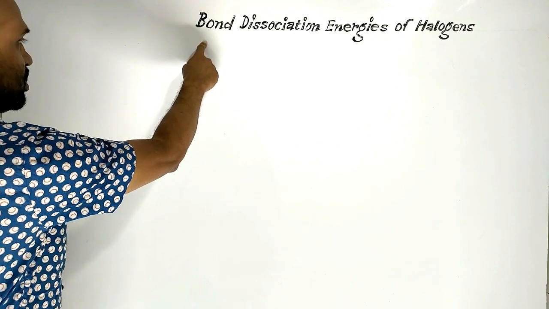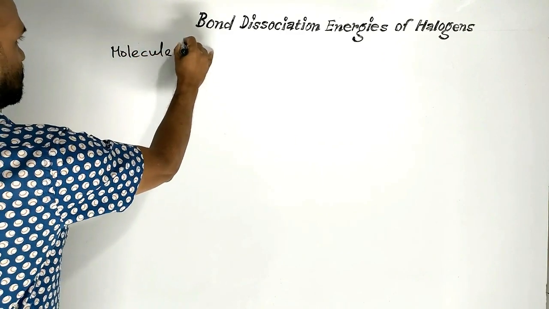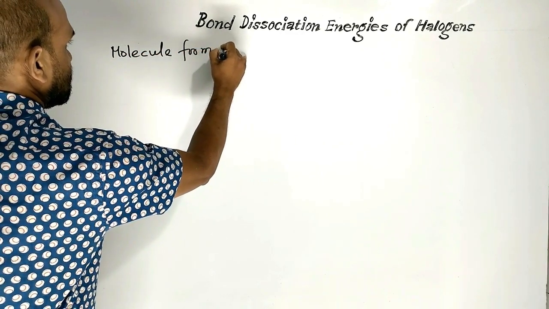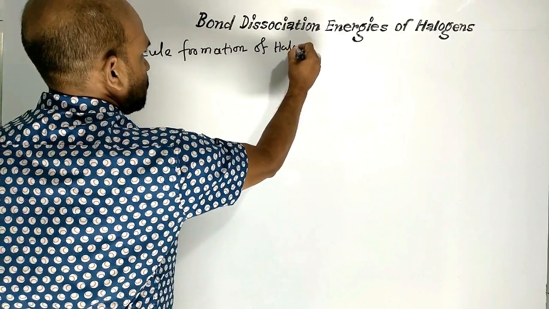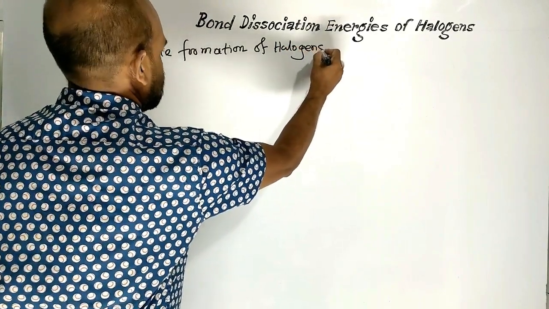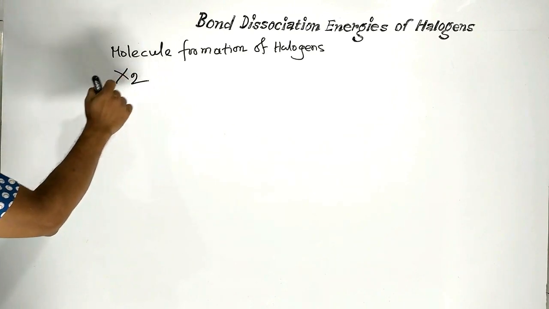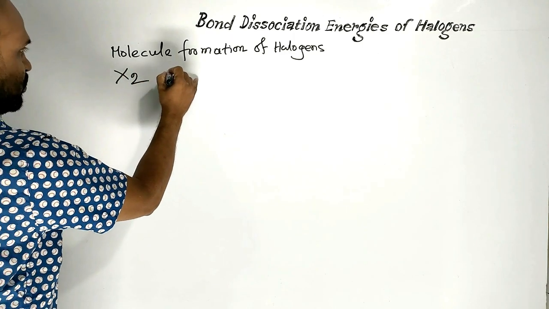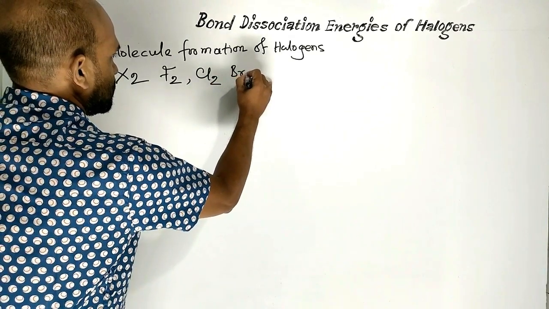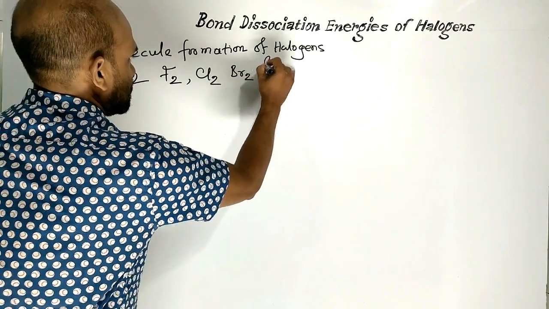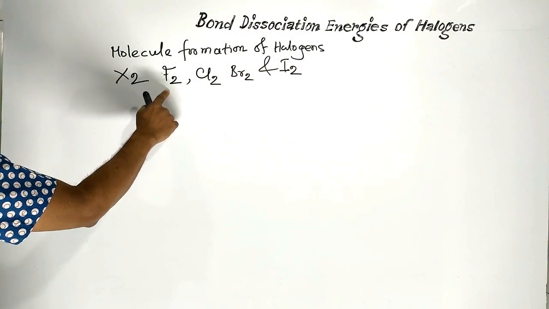Bond dissociation energies of halogens. Molecule formation of halogen molecules. Molecules are expressed generally by X2: for fluorine molecule, F2, chlorine Cl2, bromine Br2, and iodine I2. Let us see formation of the fluorine molecule.